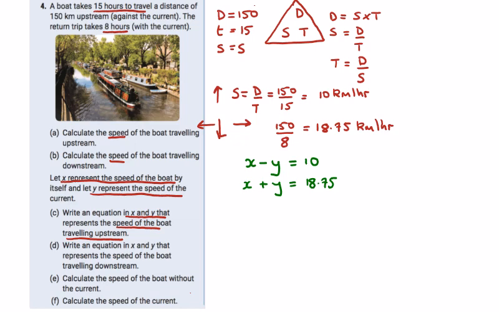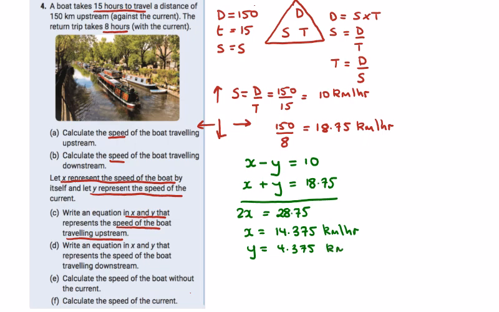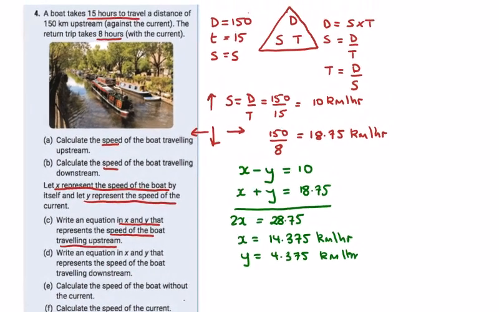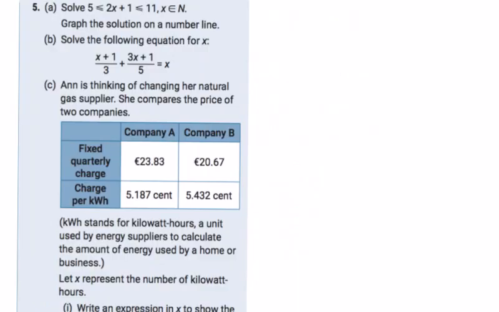We're asked without the current, so let's find X on its own. So we're going to get 2X is equal to 28.75. So X will be 14.375. That will be kilometers an hour. And if X minus Y is equal to 10, Y is equal to 4.375 kilometers per hour. A little bit tricky maybe this one for some students. Speed of the current, is that it for question 4? I think it is.